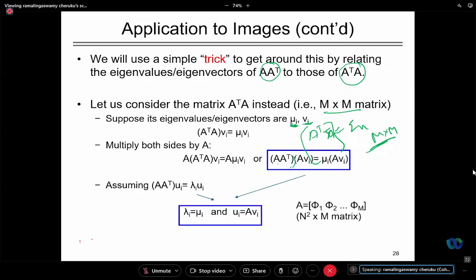Assuming A into A transpose u i is equal to lambda i into u i, in this case what is the lambda i? The lambda i is equal to mu i, and u i is equal to A into v i. So this will be u i, with eigenvalue lambda i. Don't forget that A is phi 1, phi 2, up to phi m.